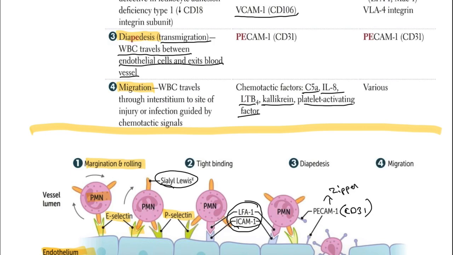So that's leukocyte extravasation, a highly coordinated four step process that's essential for your immune defense. So I think you understood this thing perfectly.